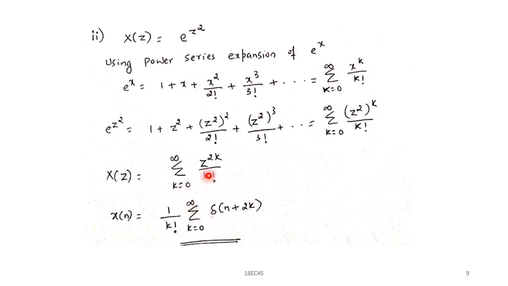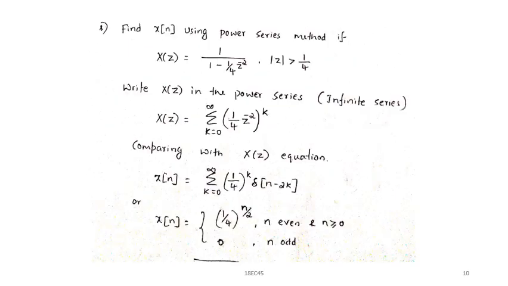So here the very important thing is, if we know the power series expansion of the standard signal, just expand this, then write it in a general form, then take the inverse transform. Now here also you can observe that either negative powers of z or positive powers of z will be there. So we'll find x of n using the power series method.